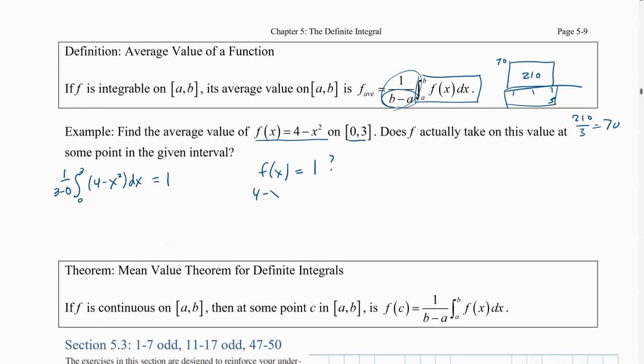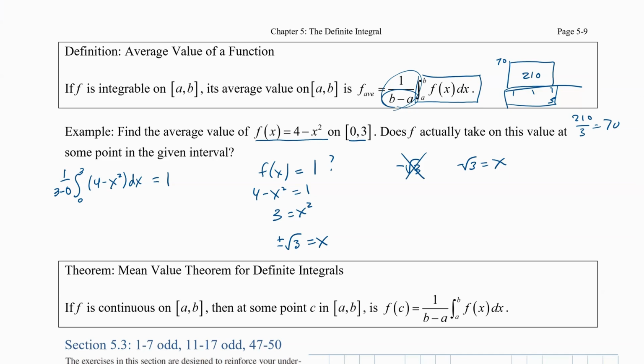Well, let's try this out. 4 minus x squared is equal to 1. How about I subtract 1 from both sides and add x squared to both sides? How about I take the square root of both sides? Square root of 3 is equal to x. Now, of the two values here, negative root 3 and positive root 3, only one of them exists in that interval. So we're going to ignore that. Yep, the function f of x equals 4 minus x squared does equal the average value of the function, 1, when x is root 3.